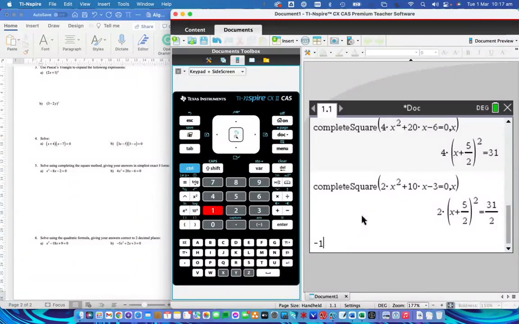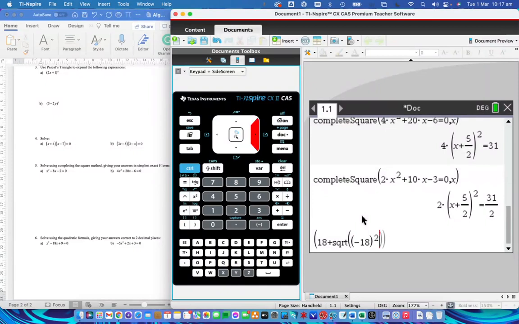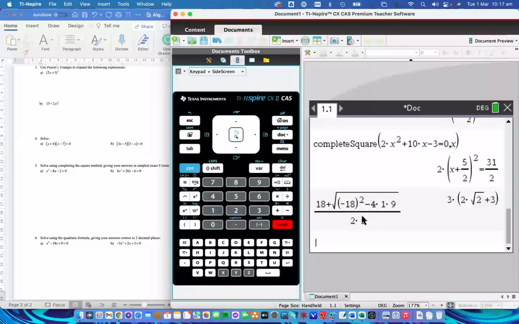Let's try that again. Negative b, so that's 18, put it in brackets, plus or minus, I can't do both at once, I'll just do plus the square root of b squared, so negative 18 squared minus 4 times a, which is 1, times c, which is 9, all over, and this is why I've got brackets, so close the square root, divided by 2a, and put that in brackets as well, 2 times 1. I reckon you could have done 2 times 1 in your head, and that'll give you one of them, 3 times 2 root 2 or plus 3.